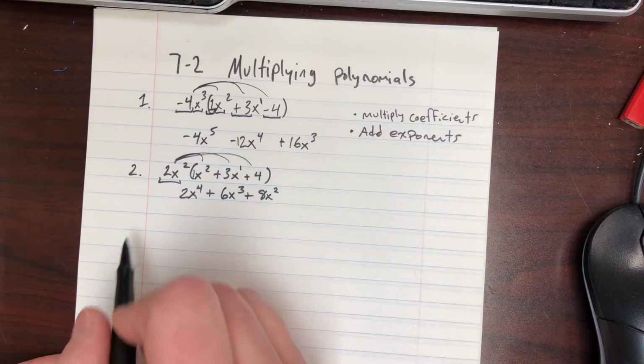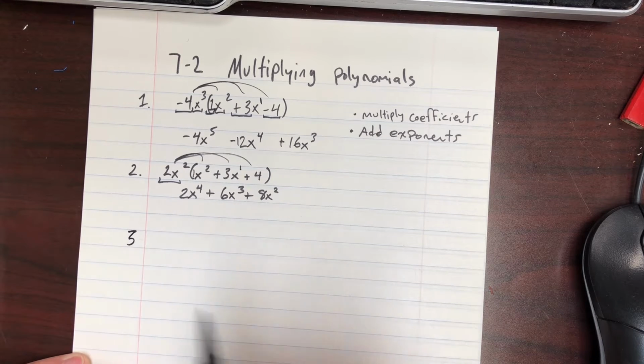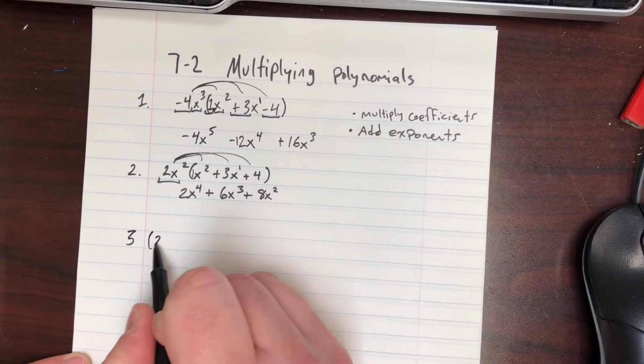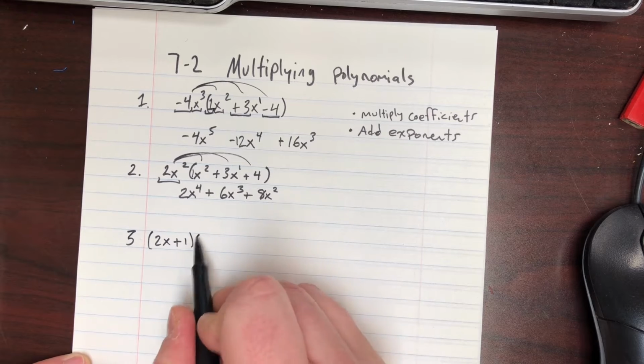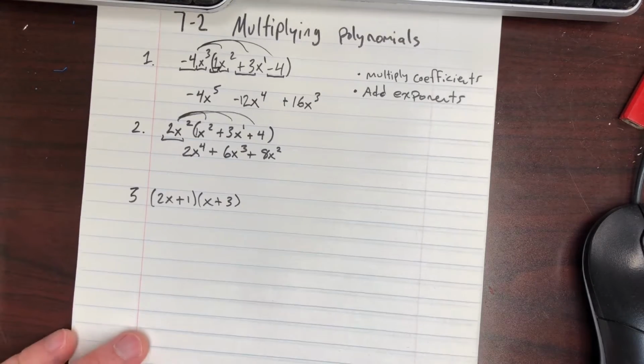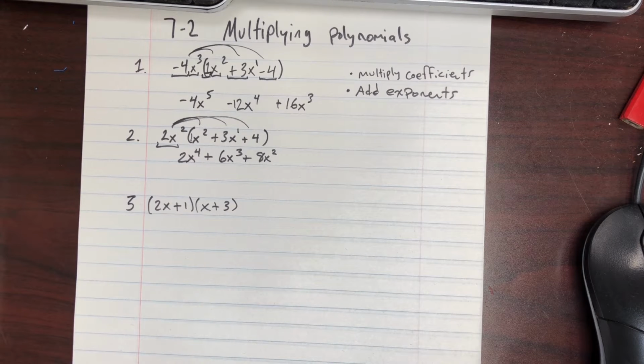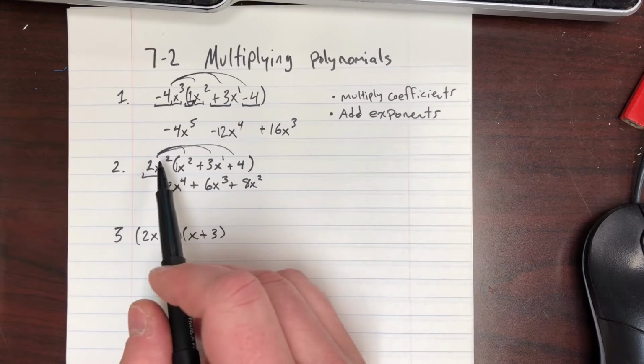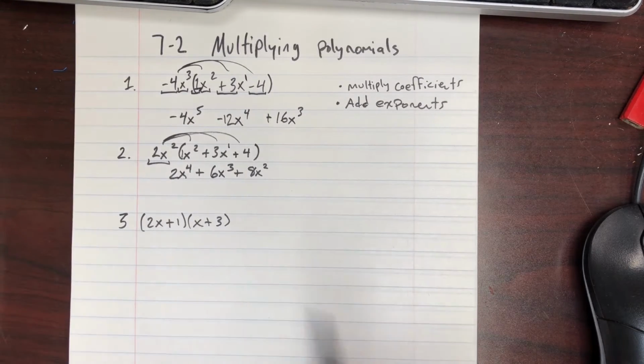All right, so time for example 3. And example 3 says this, 2x plus 1 times x plus 3. So if you've taken Algebra 1 before, you've seen these a billion times. If you haven't, welcome. So now instead of having some monomial being distributed, we have a binomial being distributed.